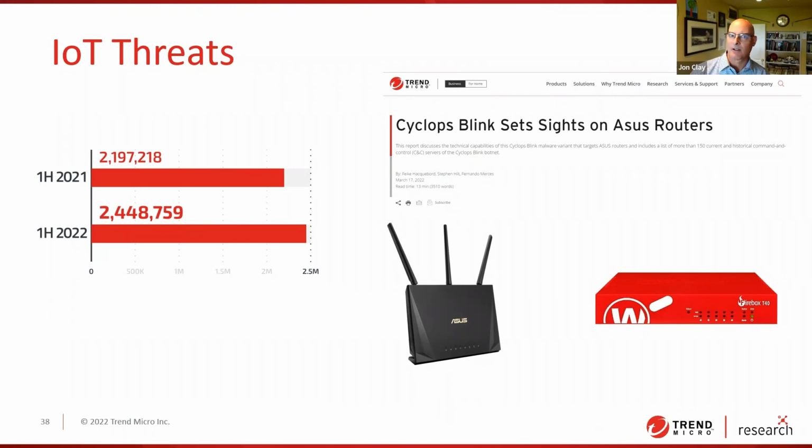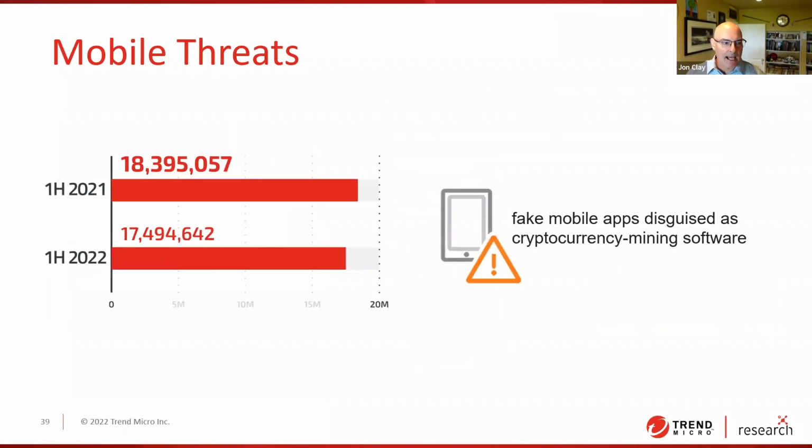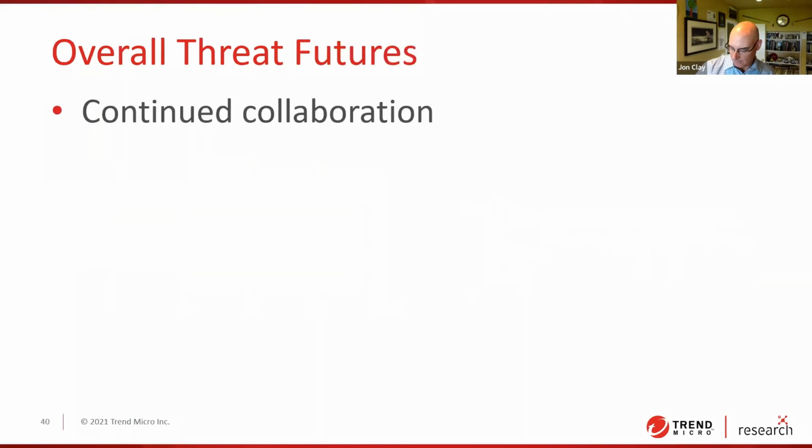In a lot of cases, these are setting up botnets. So they're actually infecting these devices in order to utilize them in other attacks that they want to run off of these devices. On the mobile side, we actually saw a decrease in mobile threats, but one of the notable mobile malware-related instances was fake mobile apps disguised as cryptocurrency miners. So people were looking to mine cryptocurrency. They may download an app for it, and a lot of those apps tended to be malicious. So certainly that's a challenge.